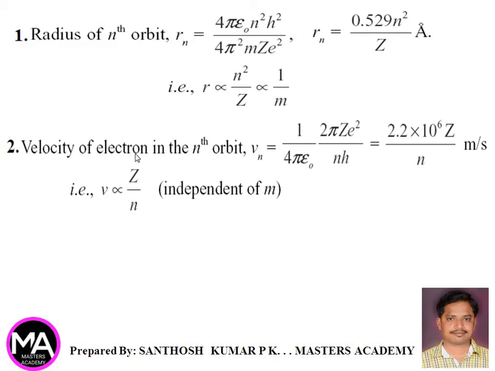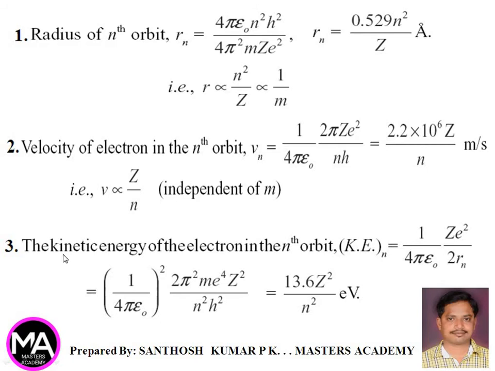Second formula, the velocity of electron in the nth orbit is Vn equal to 2.2 into 10 to the power of 6 Z by n. So velocity is directly proportional to the atomic number Z and inversely proportional to the number of the orbit n. The velocity is also independent of mass. It does not depend on the mass of the atom.